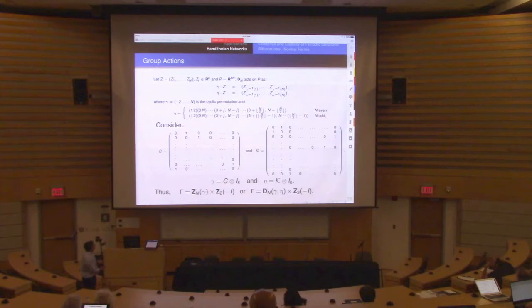So we have two groups that act on the gyroscopes. One is the cyclic rotations for unidirectional, dihedral for bidirectional, and Z2 minus I is the reflectional symmetry in the internal dynamics of each of the gyroscopes.